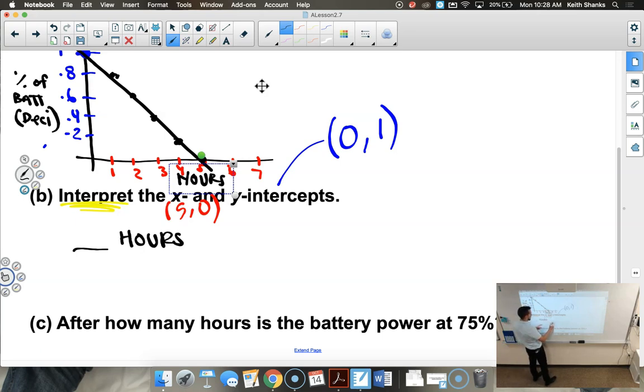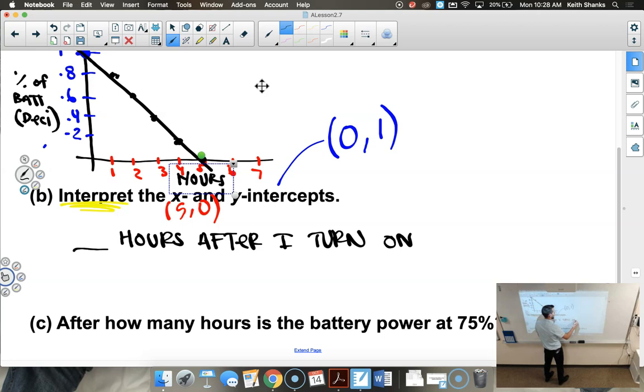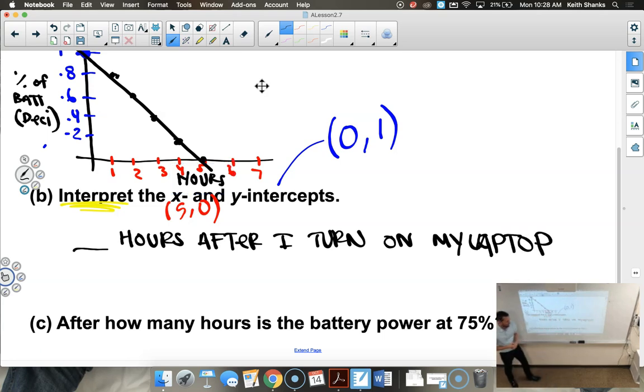0 hours, or blank hours, after I turn on my computer. Laptop, right? What did I just write? Where did I get this from? Please don't think I'm pulling it out of thin air. It's coming from somewhere, yeah.